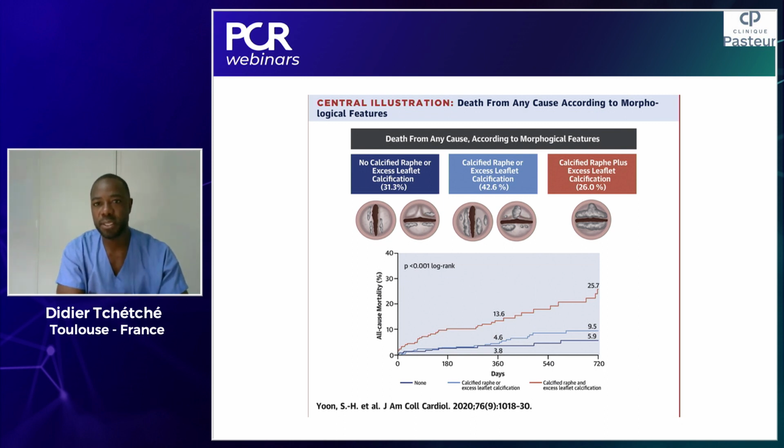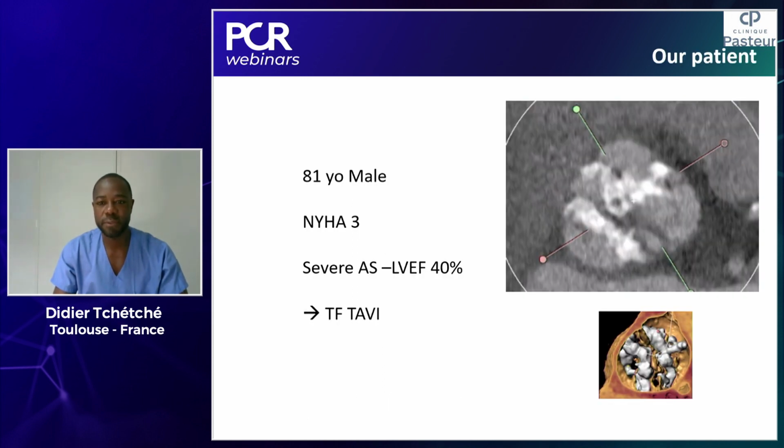For selected patients, let's keep an eye on the presence of the raphe and the extent of calcification, apart from potential coronary artery disease, aneurysm, and so on. These are the key elements for selecting the appropriate patients for TAVI in bicuspid aortic valves.